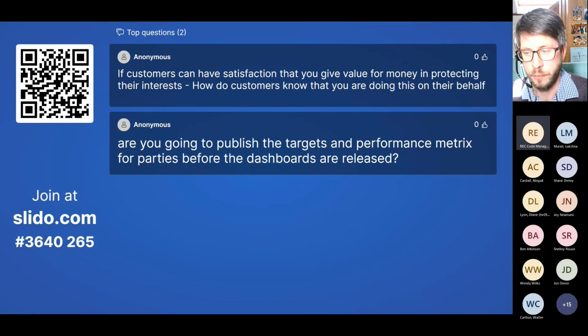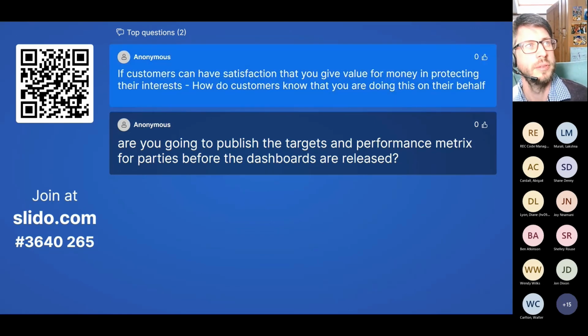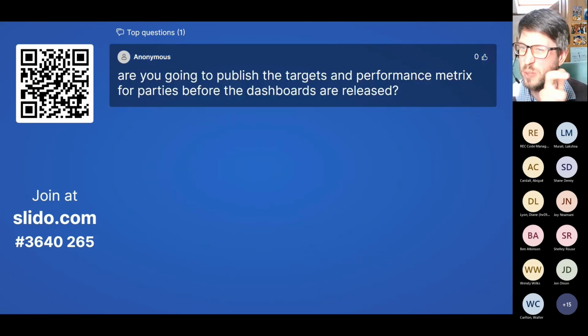Thanks, Anton. And then finally, are you going to publish the targets and performance metrics for parties before the dashboards are released? So I think that a really important part of that dashboard is understanding what that metric is and what it means. We will be talking you through that in the run-up. In terms of targets, the target is complete compliance, right? These are regulatory obligations. So I think that's really important.